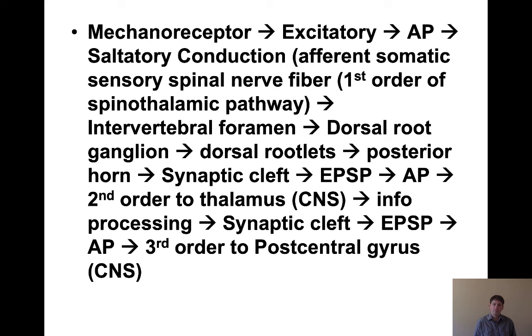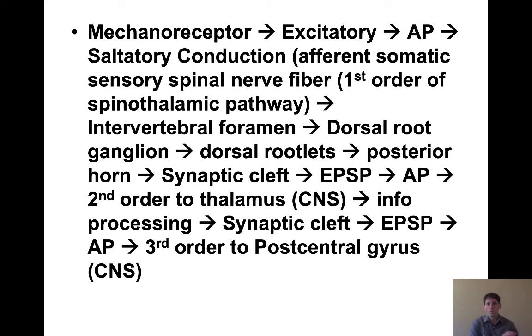Those mechanoreceptors create an excitatory postsynaptic potential, an EPSP, in our neurons, and that is going to reach threshold, which then initiates an action potential: our depolarization, repolarization, hyperpolarization, and return to resting membrane potential. That action potential jumps down those nodes of Ranvier, and we call that saltatory conduction. That signal is sent down our afferent sensory spinal nerve.